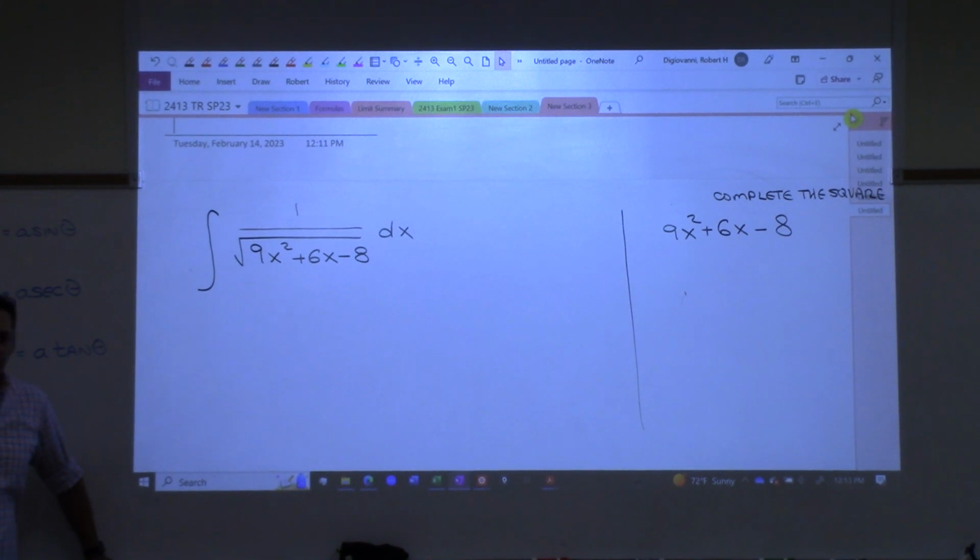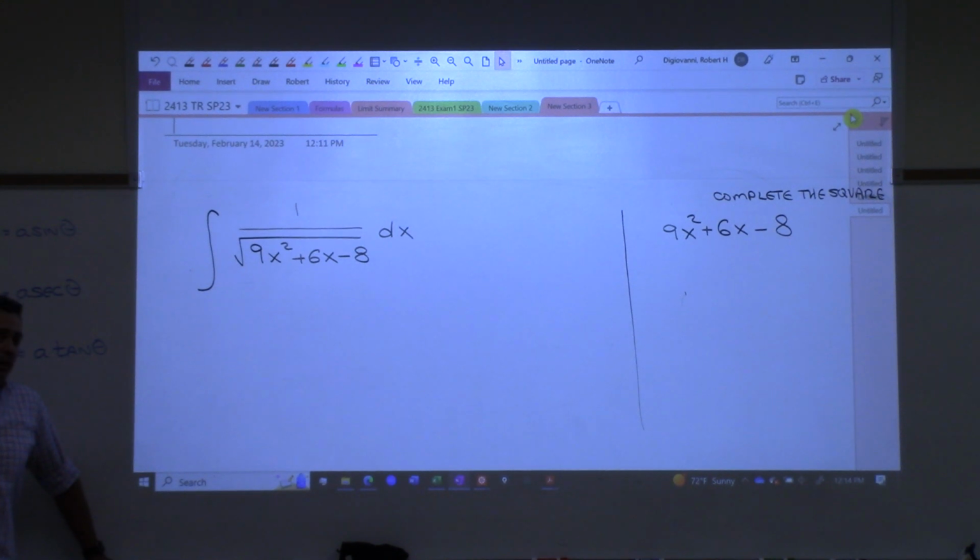Regardless of how you've learned how to complete the square, I'm going to present it to you. There is a chance, potentially, that you learned it in a way that is not going to work for you in this class. So I'm just going to present it in a way that I think you will be fine with, okay?